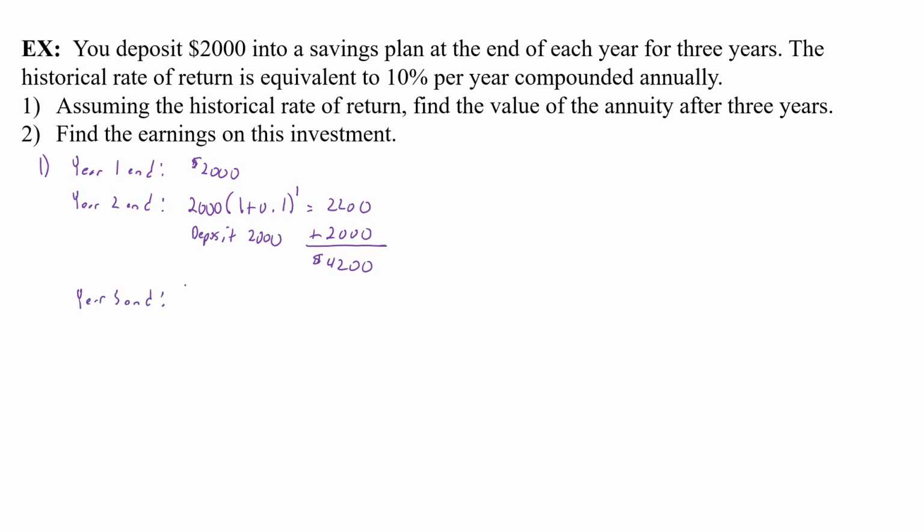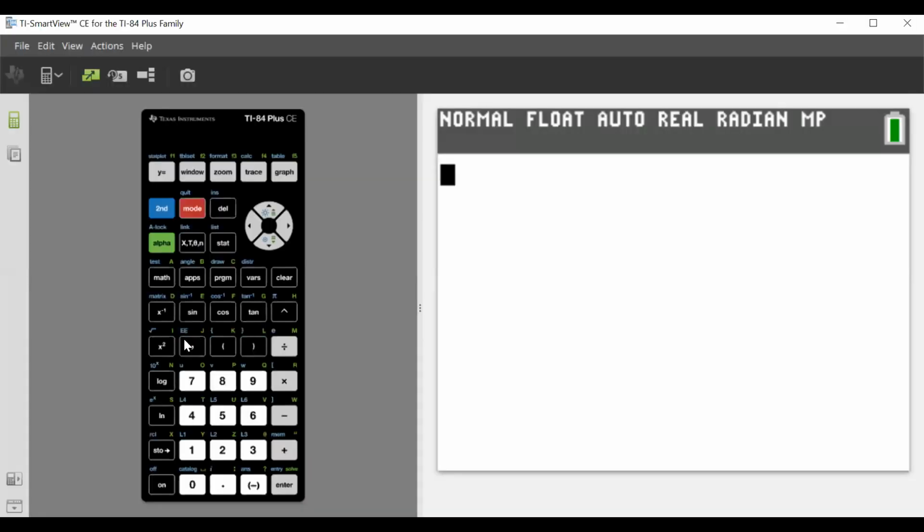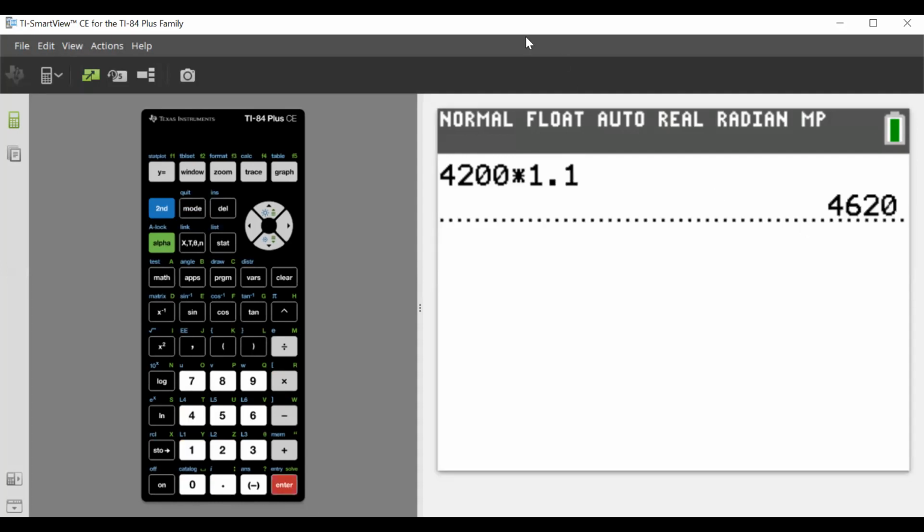All right. So now year three end, well, what are we going to have? Well, now we have $4,200 times 1 plus 0.1. We did 1 year, and that's going to be equal to. Now, if we need to, we can go to a calculator and we'll take the 4,200 times the 1 plus 0.1. Well, 1 plus 0.1 is going to be 1.1. And so that's going to give us 4,620.